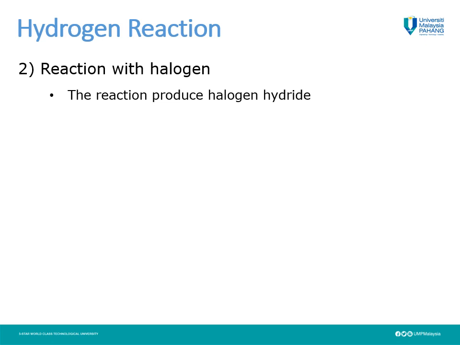The second reaction is reaction with halogen. So the reaction will produce halogen hydride. So let's say we have hydrogen reacted with halogen, it will produce halogen hydride. So let's take a real halogen for a quick example. Let's say we have hydrogen plus chlorine gas, it will produce HCl.